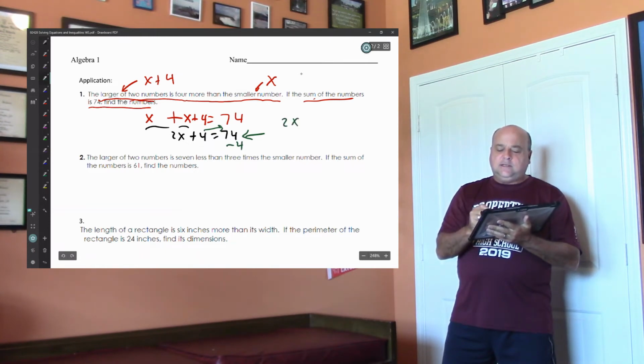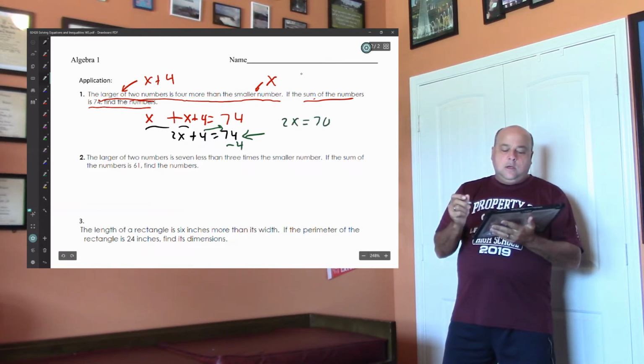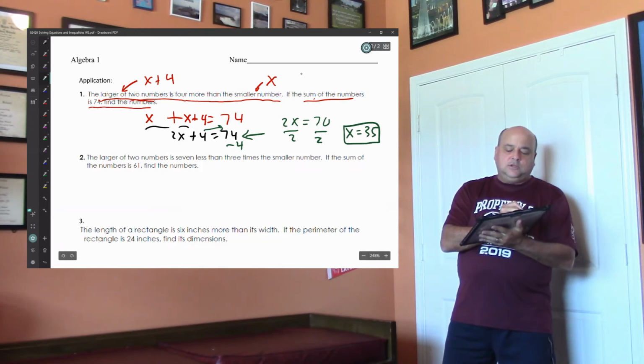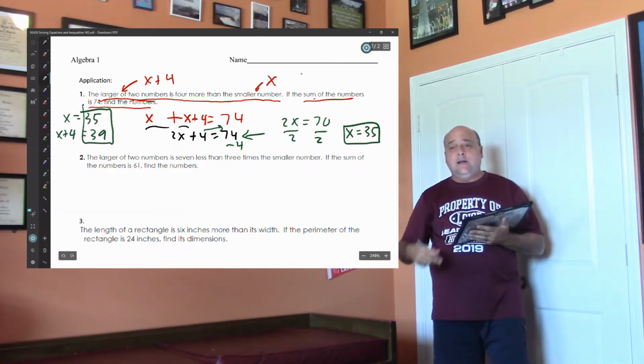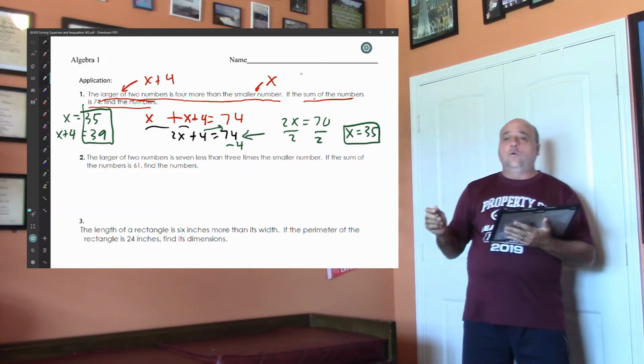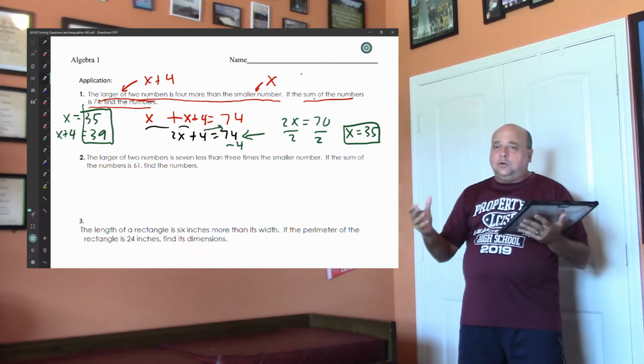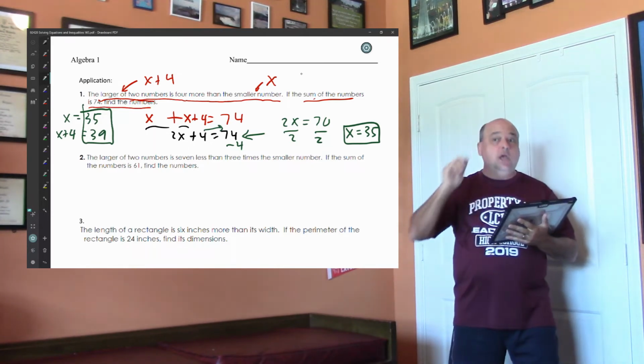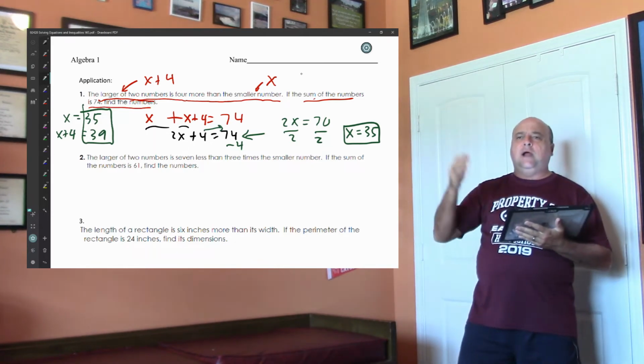You get 2x equals 70. And then you're going to divide by 2. And you'll get x equals 35. That's going to be our small number, right? So x equals 35, and then x plus 4 would equal to what? 39, and those are going to be our two numbers. If you add them up, you do get the 74, don't you? These are really tricky, and it just takes practice. You just got to keep believing you can do this, and just keep practicing, okay?